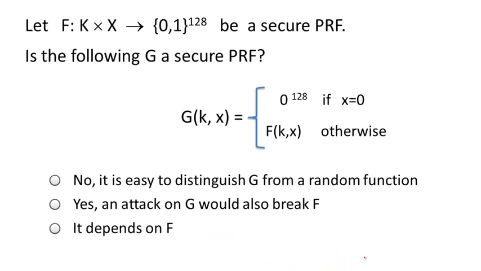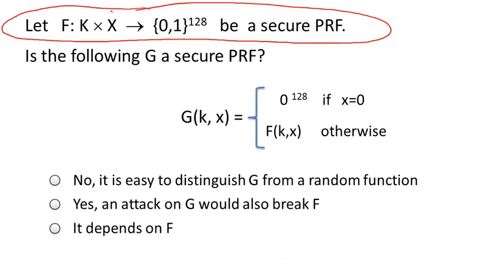Let's look at a simple question. Suppose we have a secure PRF F defined on the set X, and it so happens it outputs 128 bits every time. So this PRF cannot be distinguished from a truly random function from X to {0,1}^128. Now we're going to build a new PRF, let's call it G, defined as follows. If x is equal to 0, always output 0. Otherwise, if x is not equal to 0, just output the value of F. My question to you is, do you think this G is a secure PRF?